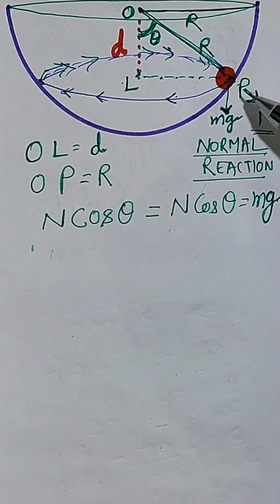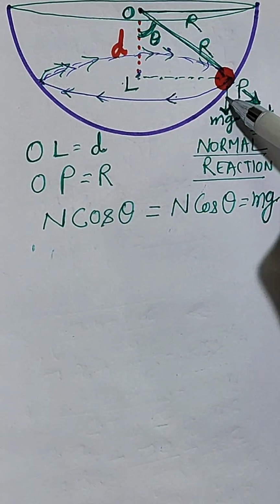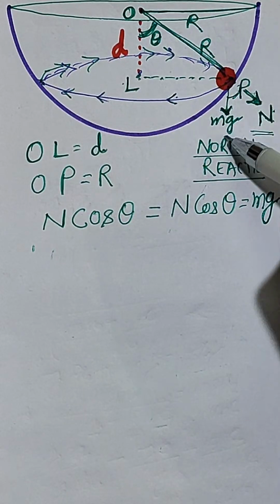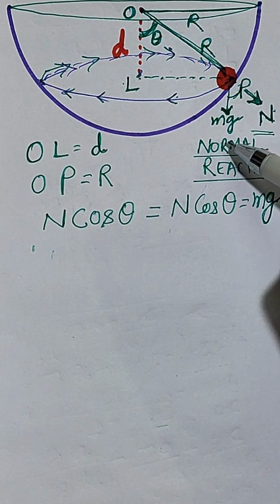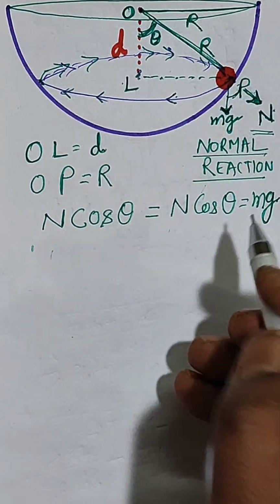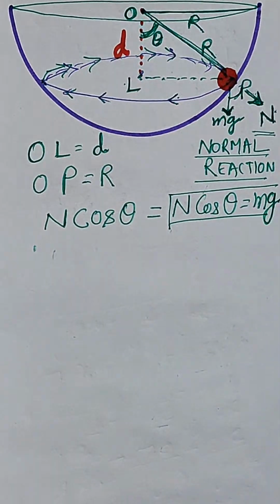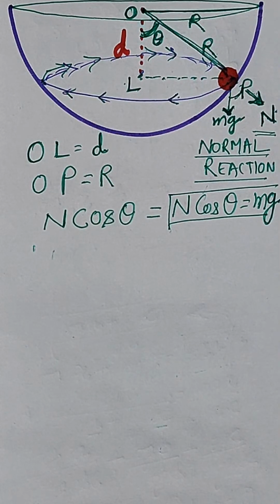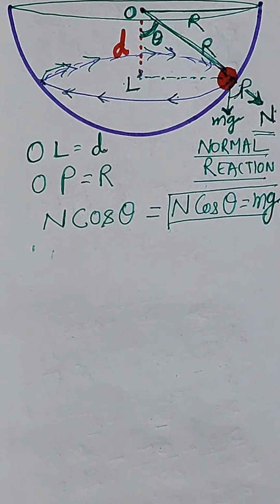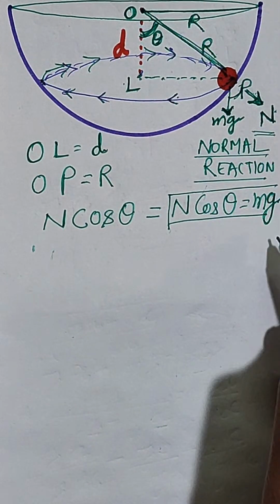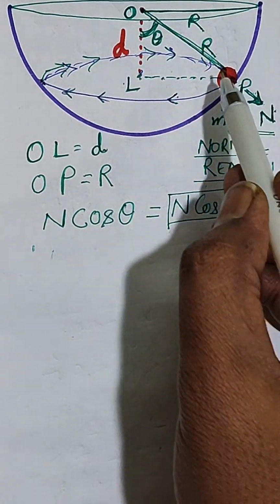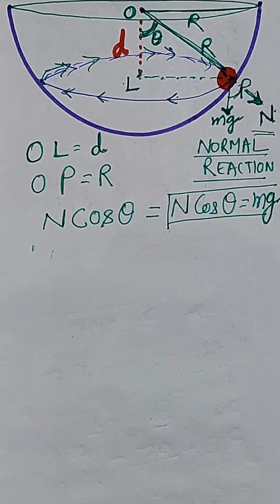Because N cos theta is the component which acts along mg, this can be equated. N cos theta is equal to mg, that is the weight of the particle.